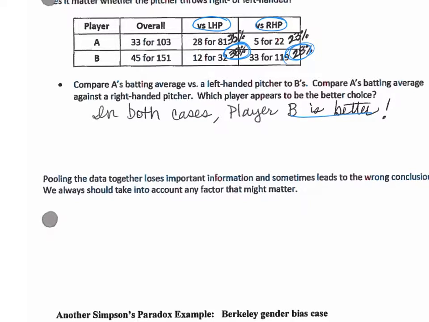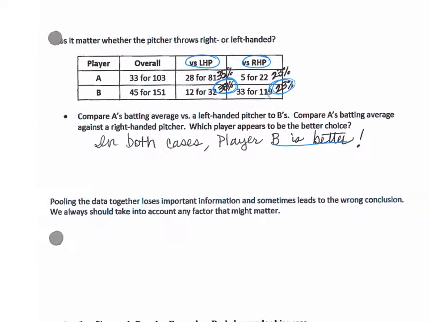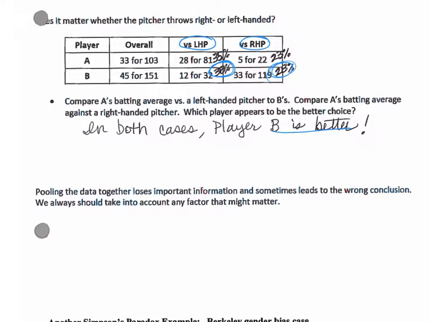They added those fractions wrong. So let me explain. Look here. Here's what technically happened. They took this 28 over 81 and they added it to 5 over 22, and that is not equal to 33 over 103. If you had added correctly, here's what you would have gotten: 30% for A and 32% for B.